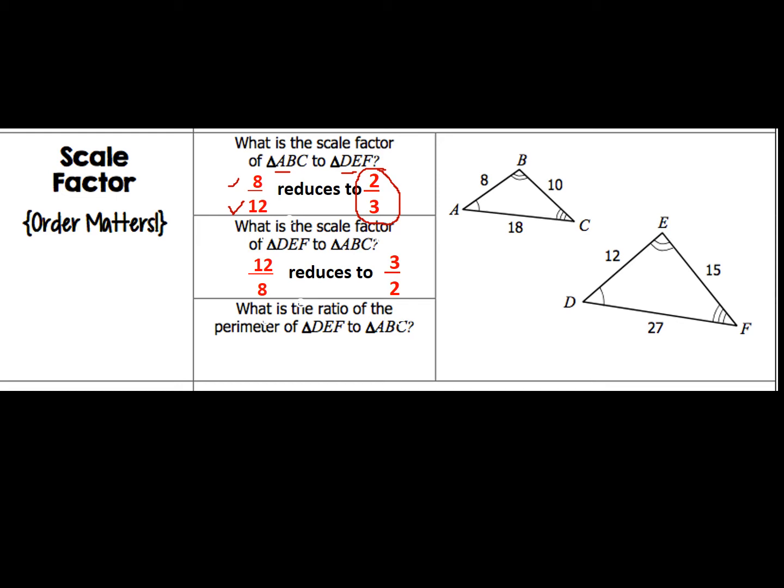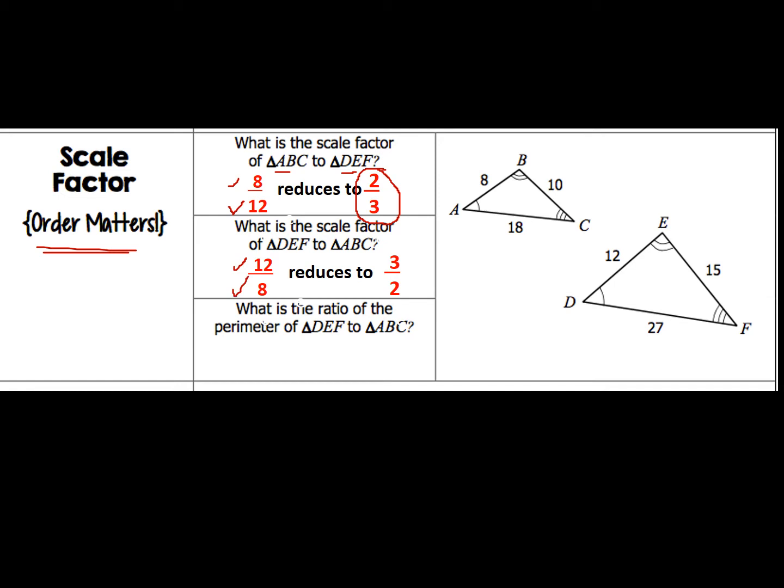Let's look at the next one. It says, what is the scale factor of DEF to ABC? Again, order matters. We're starting with DEF. That's the bigger figure, and we're comparing it to the smaller figure. So we take a side, 12, and put it over 8, and we simplify, and that is 3/2.